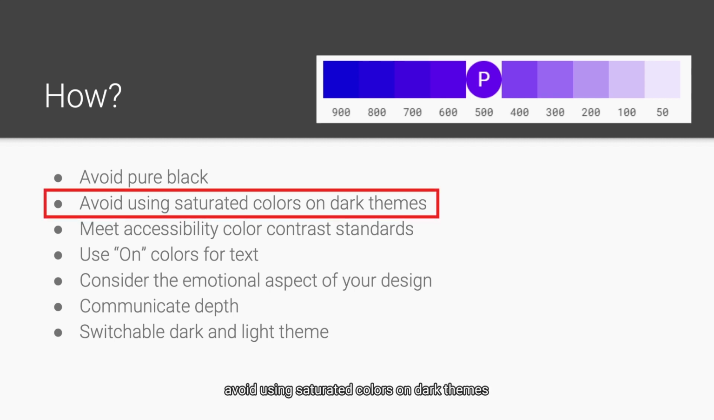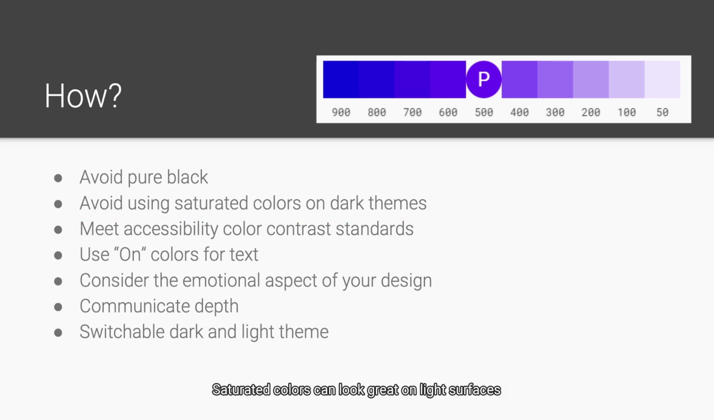The next one is avoiding saturated colors on dark themes. Saturated colors can look great on light surfaces, but can visually vibrate against dark surfaces, making them harder to read. So you need to desaturate the primary color in order to make the contrast enough against dark surfaces.